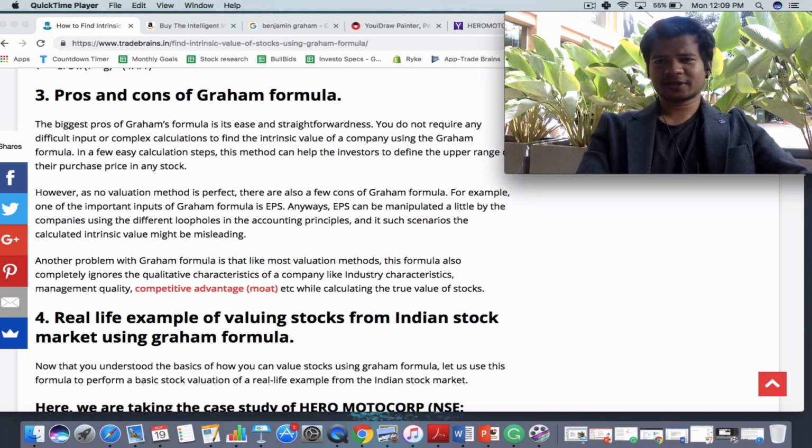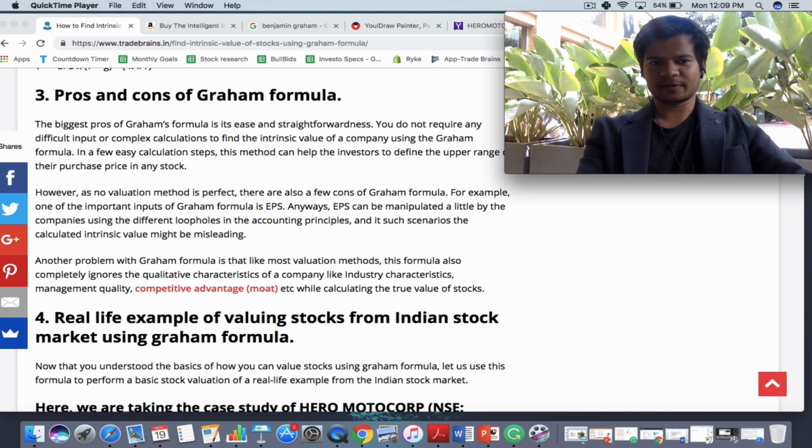Anyhow, no valuation method is perfect, and there are also a few cons or disadvantages of Graham's formula. For example, two of the biggest inputs of Graham formula are EPS, earnings per share, and the growth rate. EPS can be manipulated a little by companies using different loopholes in the accounting principles, and in those scenarios your calculated intrinsic value can be a little misleading. Similarly, if you are using an unrealistic growth rate, then again your calculated intrinsic value can be incorrect.